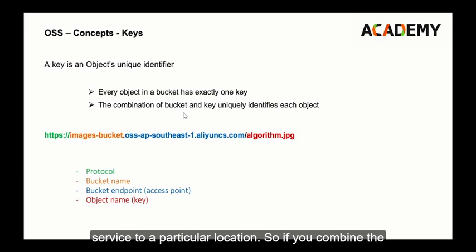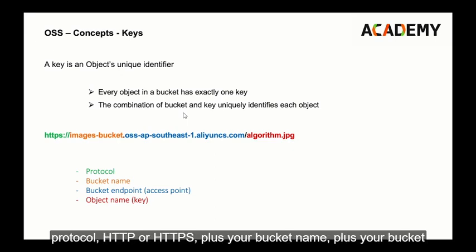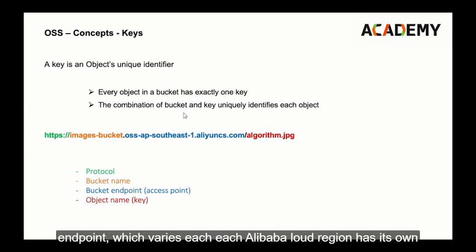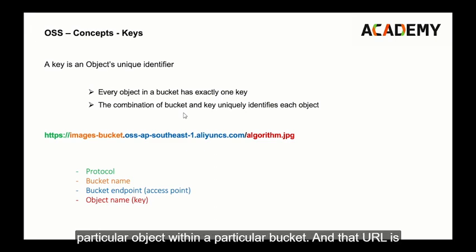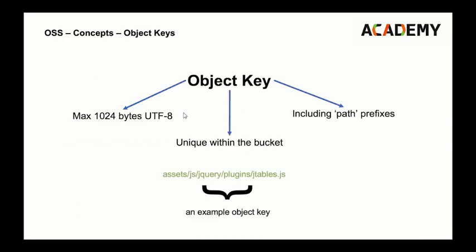particular location. If you combine the protocol, HTTP or HTTPS, plus your bucket name, plus your bucket endpoint, which varies, as each Alibaba Cloud region has its own bucket endpoint, plus the object name, if you take these four things and combine them, you get a URL that points at a particular object within a particular bucket, and that URL is unique globally. So the URL points to just your object and only your object.